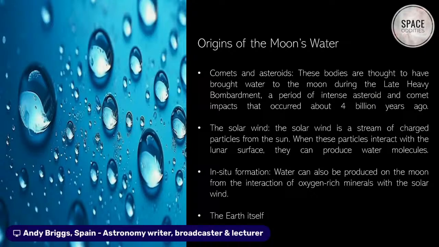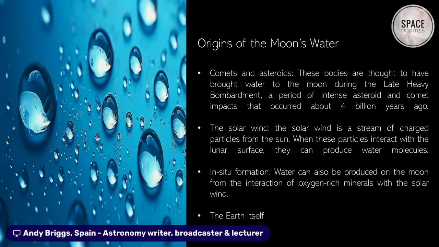Where does the moon's water come from? Well, a few possible places. Comets and asteroids is obviously one, but the solar wind is another, because the charged particles from the sun interact with the lunar surface and can create water molecules, believe it or not.